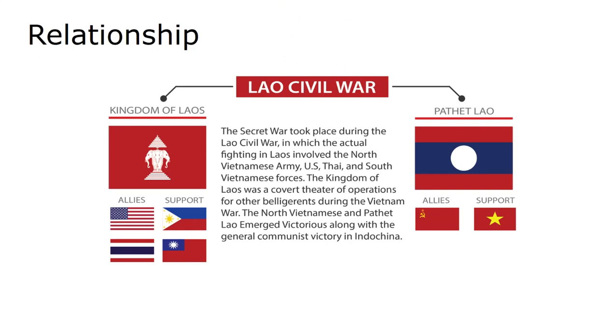So initially for my relationship element, I wanted to use a map to show the directions of the bombs, but I found it to be a bit difficult to show that relationship in a way that made sense in the context of the war. So instead, I made the relationship in the context of the civil war that took place, which included 2 opposing factions, the Kingdom of Laos and Pathet Lao.